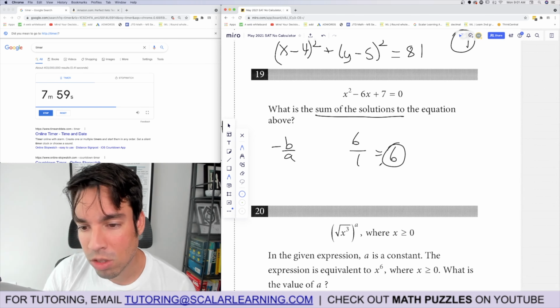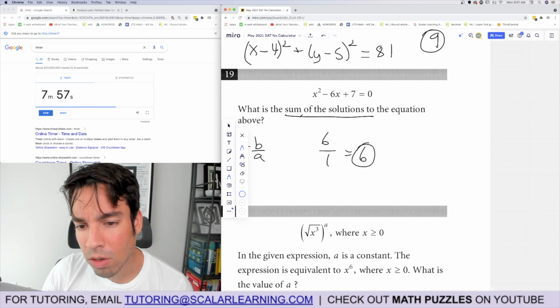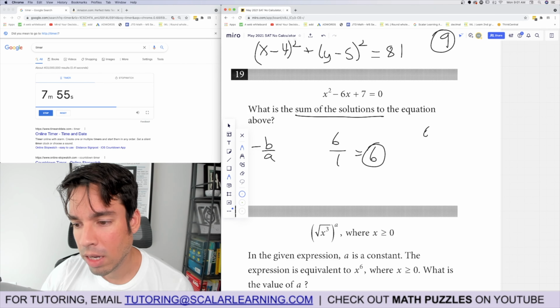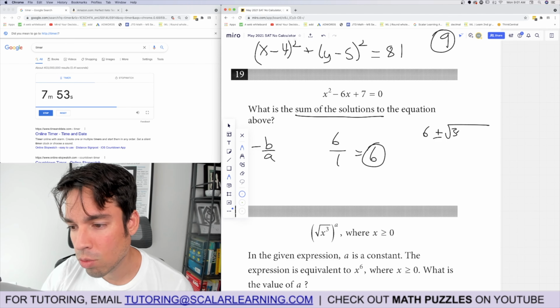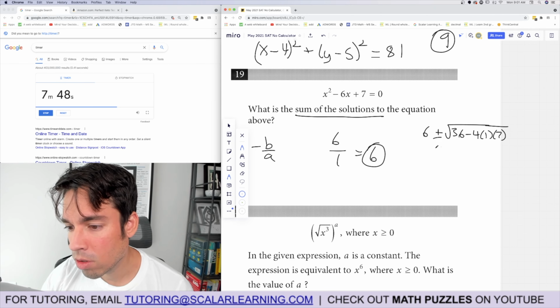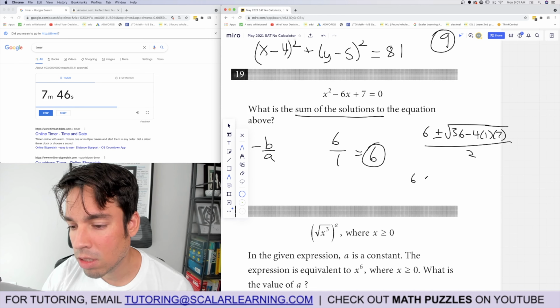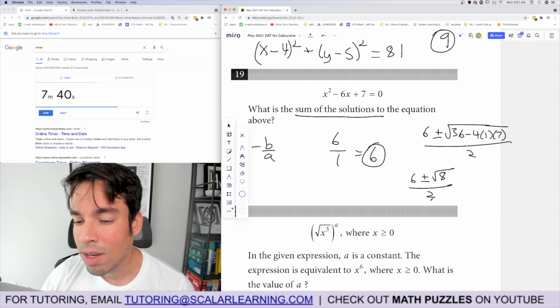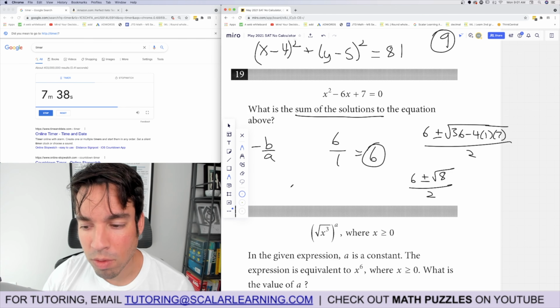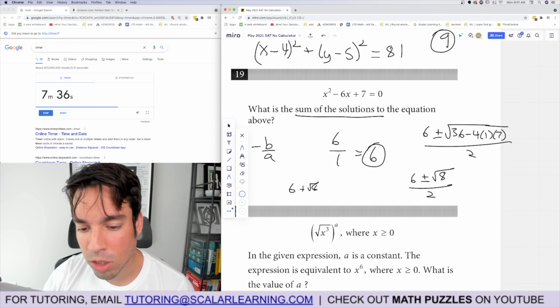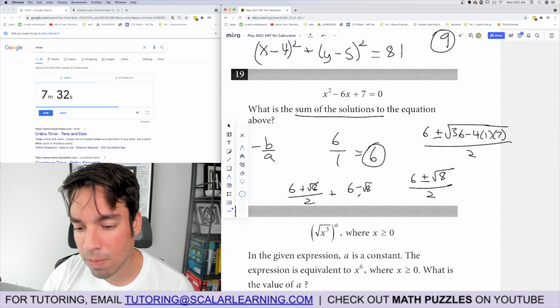You know that formula is so easy, but if you don't know it, just use the quadratic formula. Negative b plus or minus the square root of b squared minus 4ac, over 2a. This becomes 6 plus or minus the square root of 36 minus 28, which is 8, over 2. Now, all we want is the sum. So remember, I'm not even going to simplify this too much. We want the sum of these two solutions: 6 plus the square root of 8 over 2, and 6 minus the square root of 8 over 2.